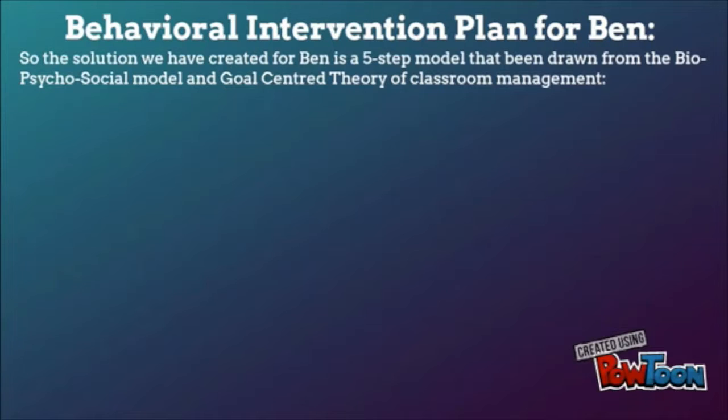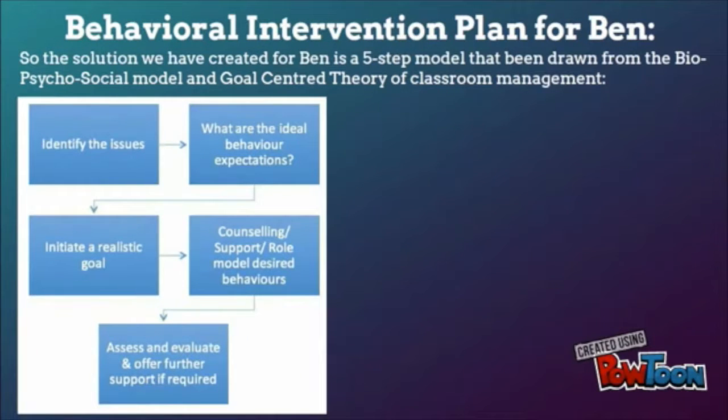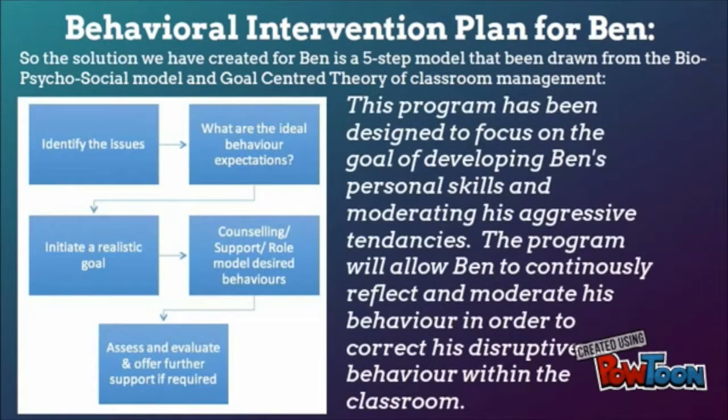The behavioral intervention plan for Ben is a 5-step model, including identifying a behavioral issue in the case, setting up the ideal behavioral expectation, initiating a realistic goal, enforcing counseling support, role modeling the desirable behavior, and assessing and evaluating and offering support if required.